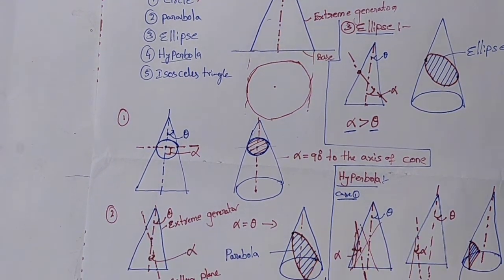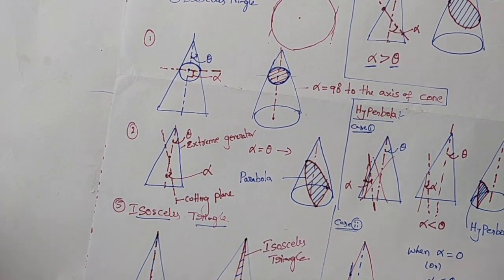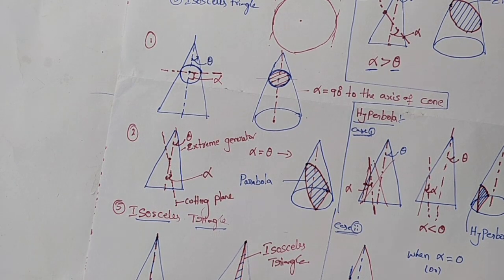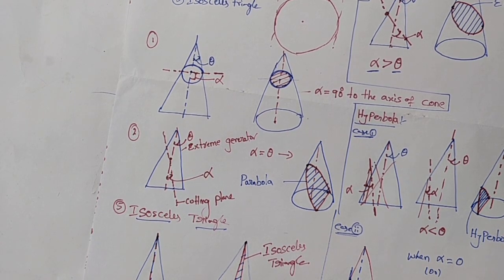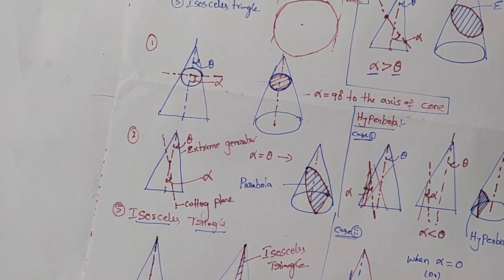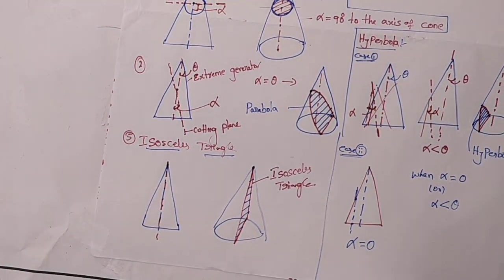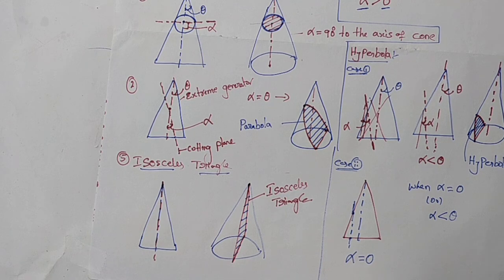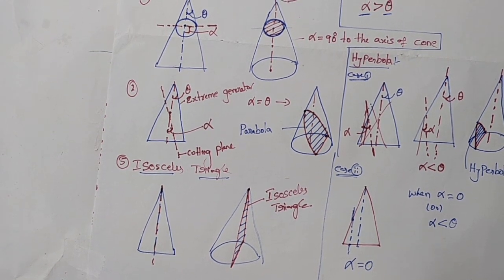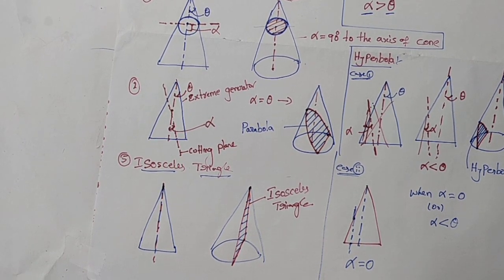Next, when the cone is cut by a section plane whose cutting plane angle is less than theta, the curve formed is known as hyperbola. It is case 1, that is alpha is less than theta. In the second case alpha equals 0. At that time the curve traced by the section plane due to the cutting of the cone is known as hyperbola. So the hyperbola will form in two different cases, either alpha equals 0 or alpha is less than theta.